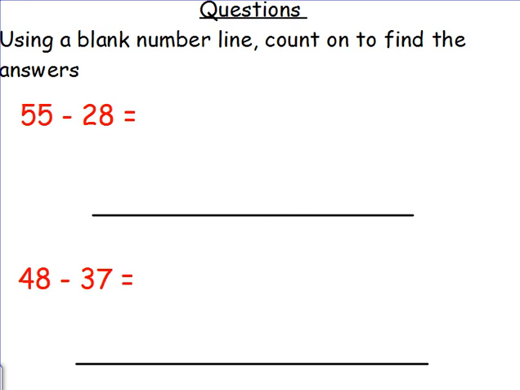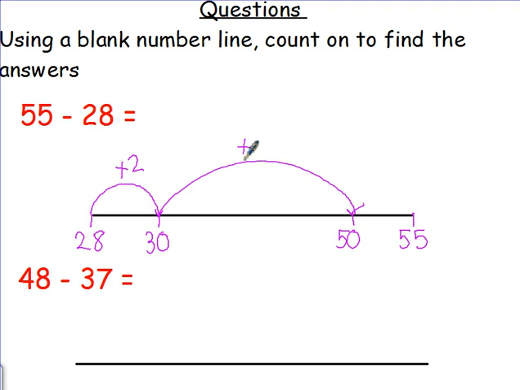Let's do these together. Remember, 55 take 28's the same as what is the difference between 55 and 28? Smallest number first, biggest number at the end. Always round to my next 10. 28 comes after 20, is 30. I'm adding on 2. Then we'll look at my tens. How do I get from 30 to 50? I add on 20. 50 to 55. I add on 5.